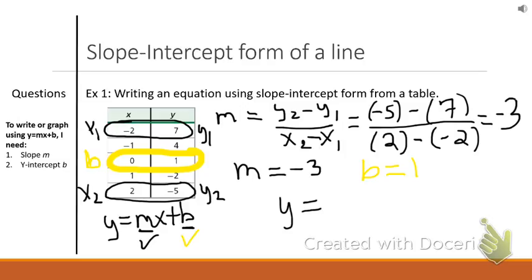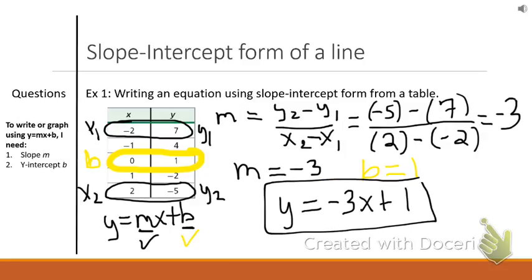Y equals negative 3x plus 1. Notice y and x didn't change, and I've just done what the question asked me to do, and it's to write an equation using slope-intercept form from the table.